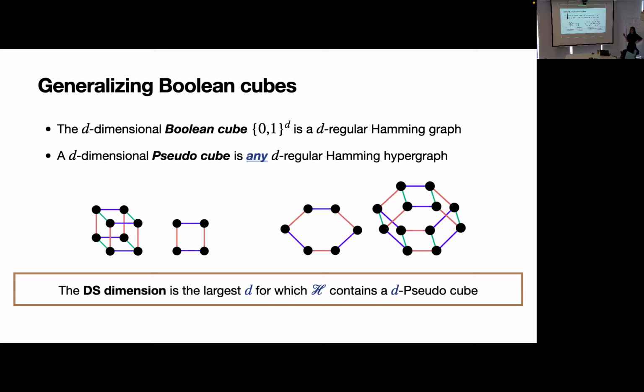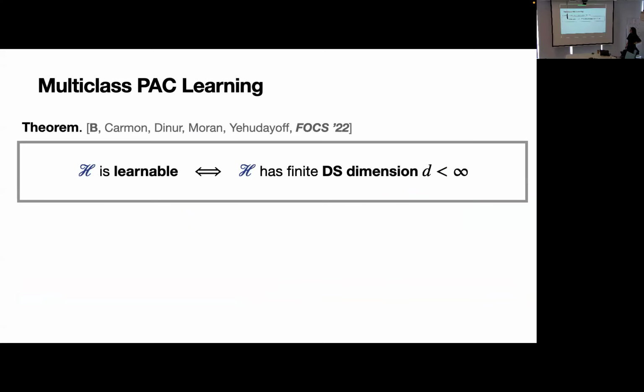Good. So now let me describe the main results with respect to the DS dimension. What we show in this work is that a class H is PAC learnable if and only if its DS dimension is finite.